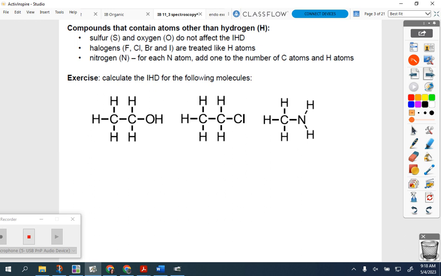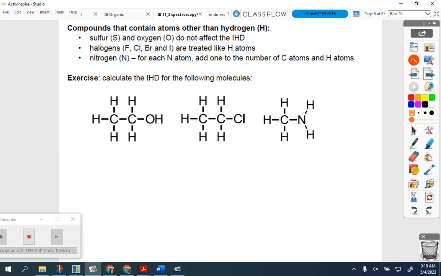Halogens are like hydrogens. So if I'm looking for the IHD for this molecule here, I'm treating this chlorine like a hydrogen. So this is just like C2H6, even though one of these is a chlorine. For the purposes of the hydrogen deficiency, it's the same thing as a hydrogen.